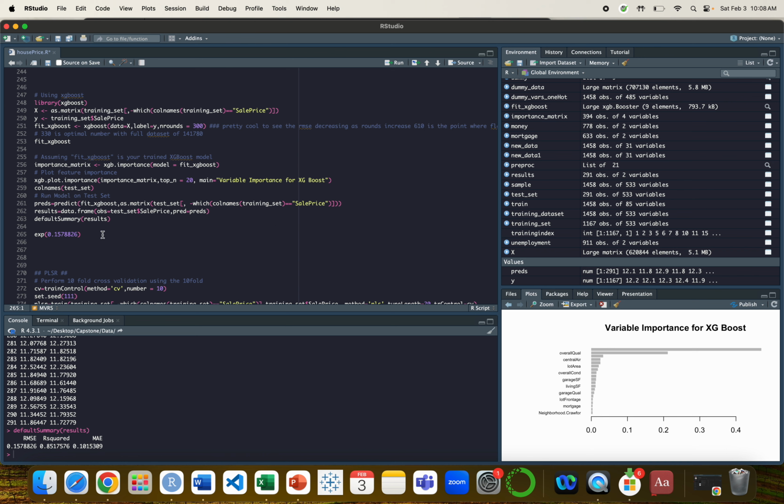We have to put that into an exponential function, remember, because we logged the Y variable. So our prediction error will be in units of Y, which doesn't really make sense because we're not interested in a log house price. So we exponential it, and it's about 1.17, so it's about $1.17.